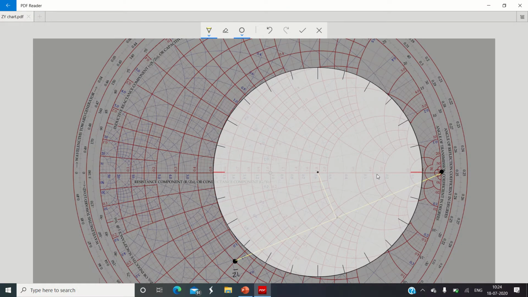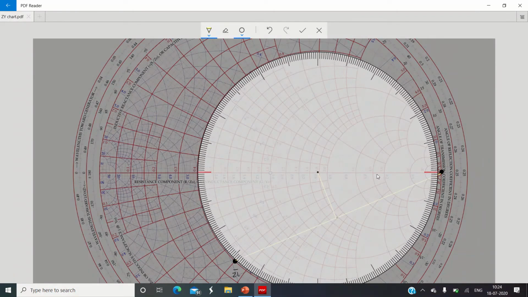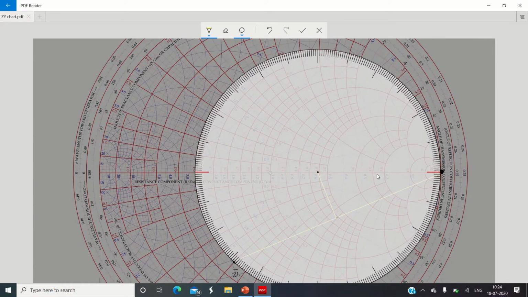In this way, that is the distance you are going to take in the compass. Put the metallic part of your compass at this particular point. Take the distance in the compass equal to this radius, from this point to this point, and then draw a circle. You will find a constant resistance circle.